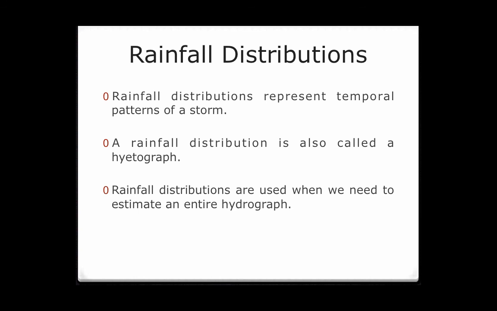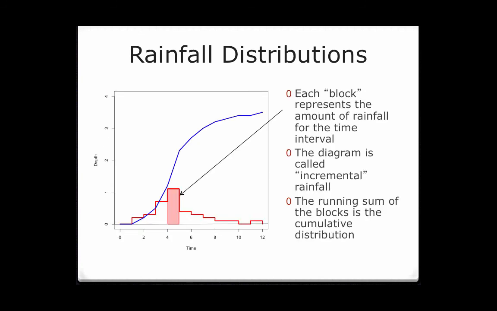Okay, so rainfall distributions themselves represent time patterns of a storm. And they're statistical representations. There's no anticipation that a design storm is going to look at all like a real storm in a realization sense, but they share the same statistical characteristics of a real storm. The rainfall distribution is also called a hyetograph, and it's used when we need to generate an entire hydrograph.